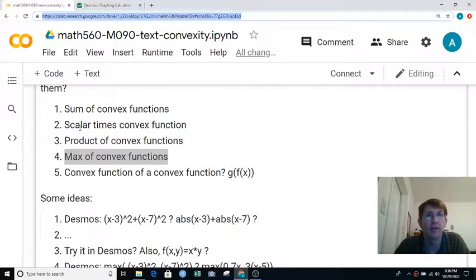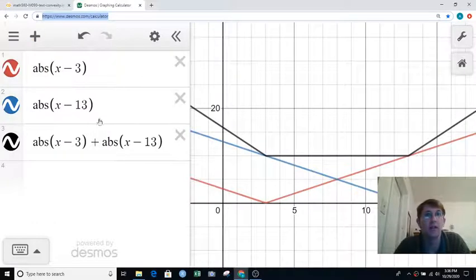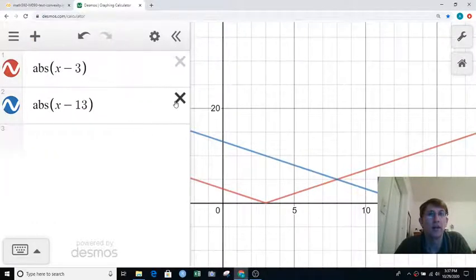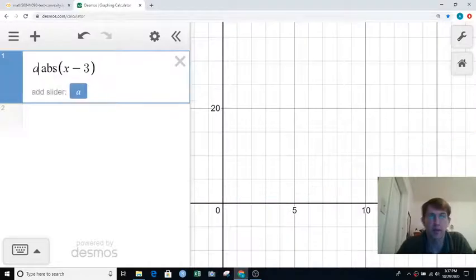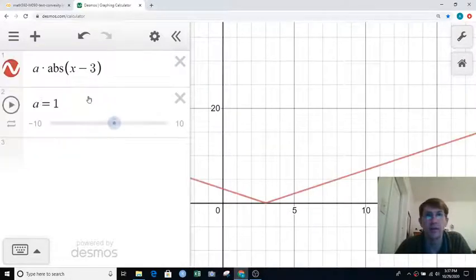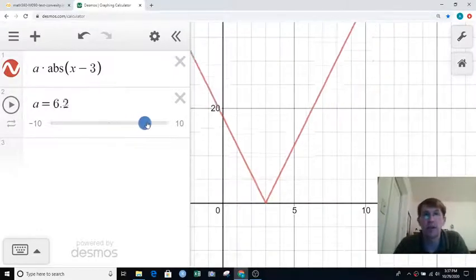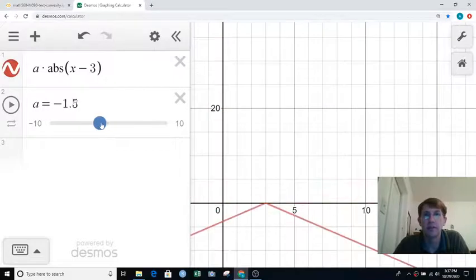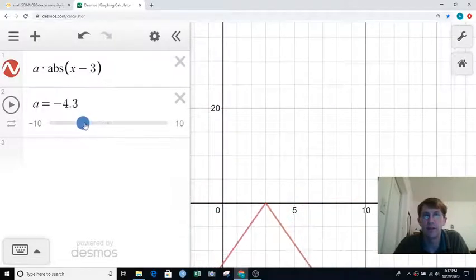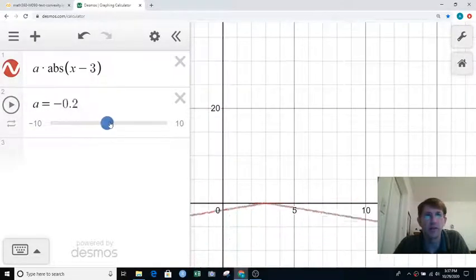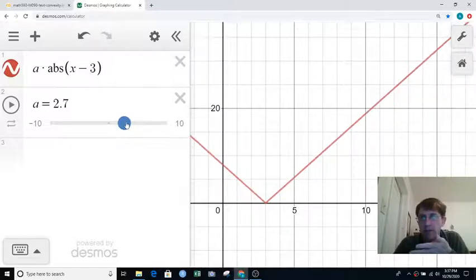What else do we want to check? A scalar times a convex function. So we could say, let's get rid of this one. How about some scalar times that? I'll have a slider, and yeah, it just makes the convex function vertically magnified, right? Still convex. Oh, wait a minute. Now it's not convex anymore, it's concave. So what would you need to say about a scalar times a convex function for it to still be convex?